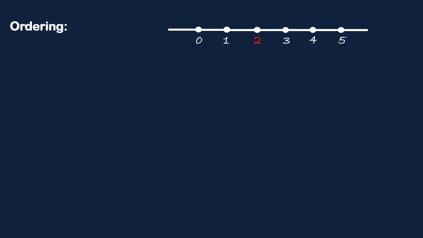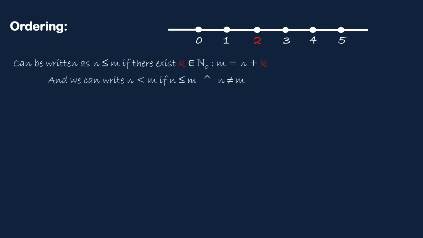So, first, let's talk about ordering. Ordering can be written as n is less than or equal to m if there exists k, an element of zero and the natural numbers, such that m is equal to n plus k. And we can write n is less than m if n is less than or equal to m and n is not equal to m.